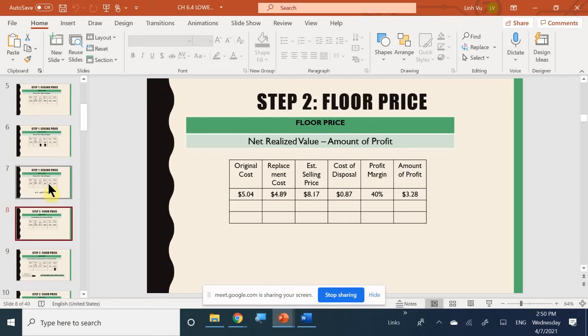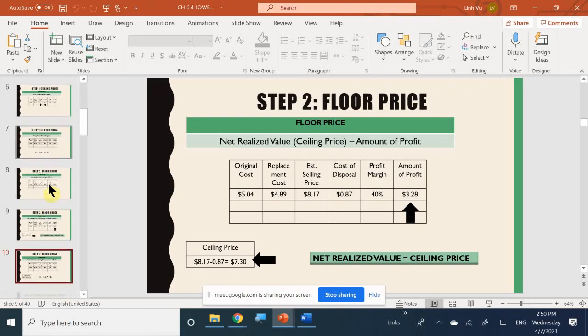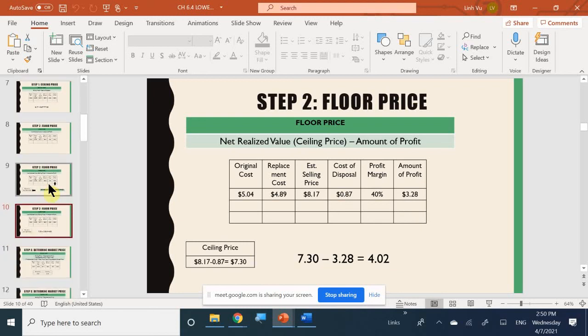Step number 2 is to solve for my floor. My floor is going to be my net realizable value, which is the same thing as your ceiling price, your selling price minus your cost of disposal, and then I'm going to subtract out my amount of profit. So in this case, I'm going to take my ceiling and subtract out my $3.28, and I'm going to get a total of $4.02. That's my floor price. All right?